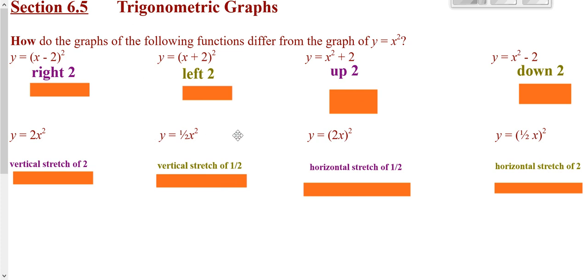So if it's outside of your function, it kind of does what you would expect in the y direction or vertical direction. If it's inside your function, before your function's applied, it affects x in the horizontal and kind of does the opposite of what you would initially think.